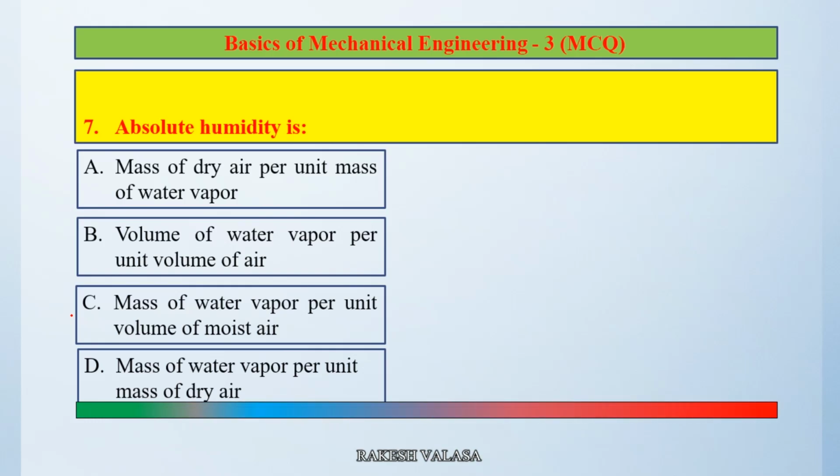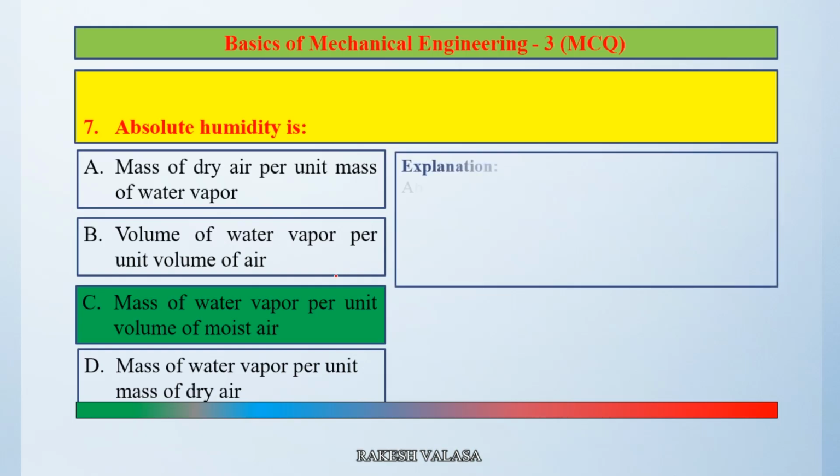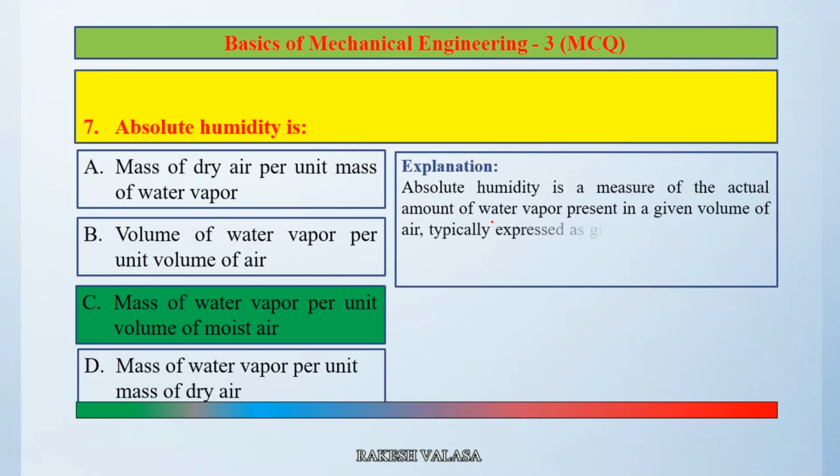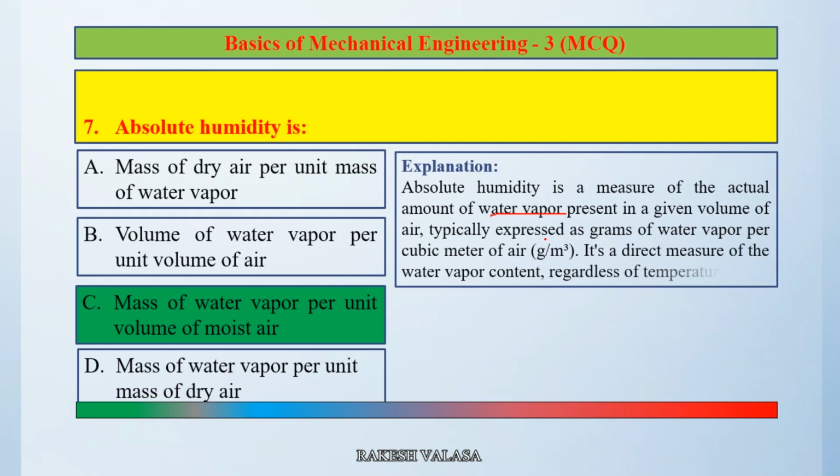The correct answer is option C, that is absolute humidity is mass of water vapor per unit volume of moist air. Let us see the explanation. Absolute humidity is a measure of the actual amount of water vapor present in a given volume of air, typically expressed as grams of water vapor per cubic meter of air. It is a direct measure of the water vapor content regardless of temperature. So the correct answer is option C, mass of water vapor per unit volume of moist air.